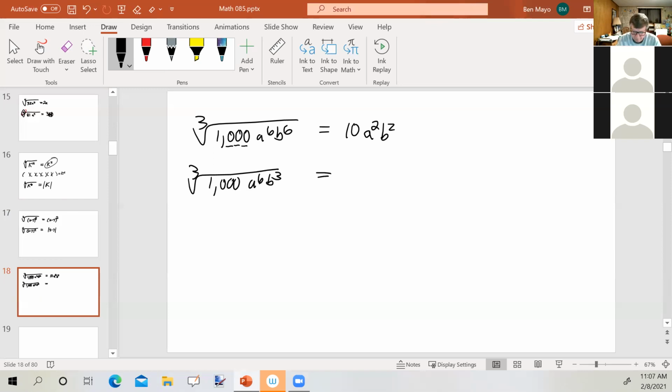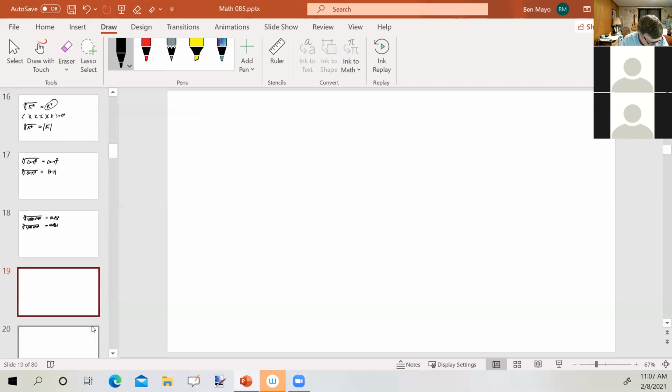How about this one? What's the cube root of 1,000? 10. Cube root of a to the 6th? A squared. Cube root of b cubed? b. Do I need absolute value bars here? Around the b, I think. Good. Now we're getting somewhere. Okay. How about this?